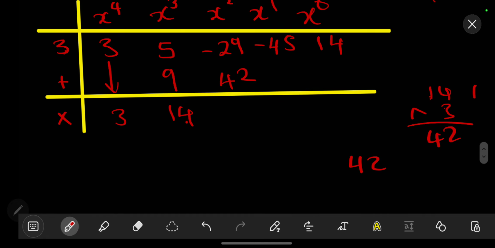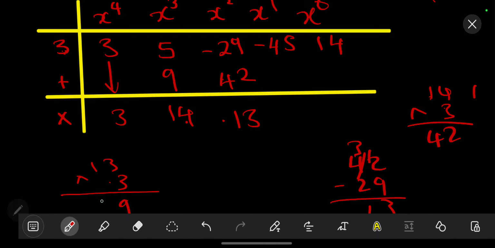So we have 42 plus negative 29. We are remaining with a 13. So we are going to write 13. Multiply 3 times 13. This will give us a value that is equivalent to 39. So we are going to have a 39.